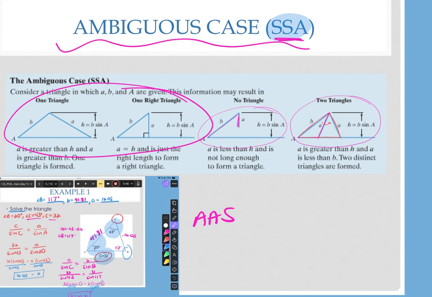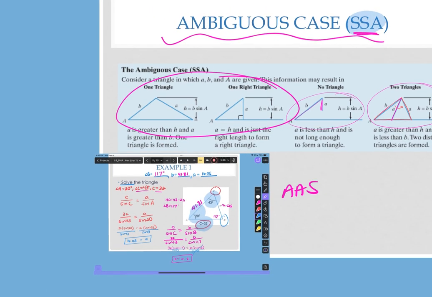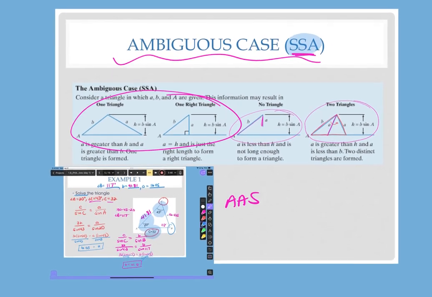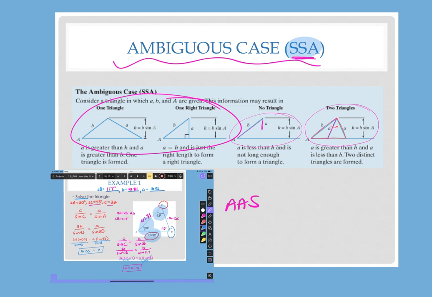So the way we approach this is that we literally go into these ambiguous cases assuming there is a second triangle. And then if you prove yourself wrong, that's how you know there's only one. But we assume there's always a second triangle until you prove yourself wrong.